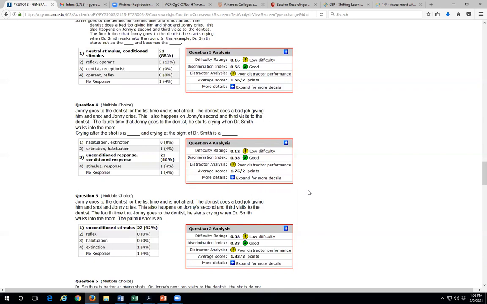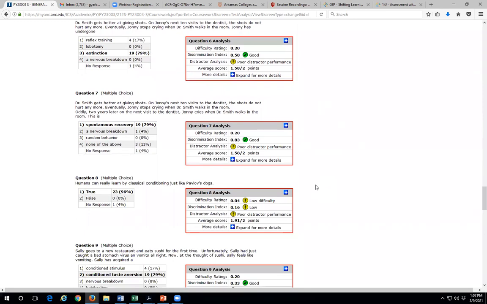Crying after the shot is an unconditioned response. Crying at the sight of Dr. Smith is a conditioned response. And there in question 5, once again, the same scenario. The painful shot itself is an unconditioned stimulus.